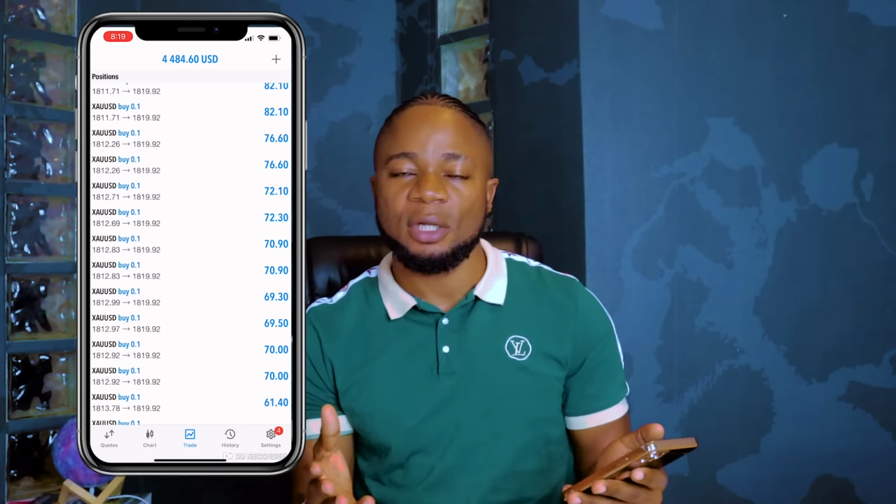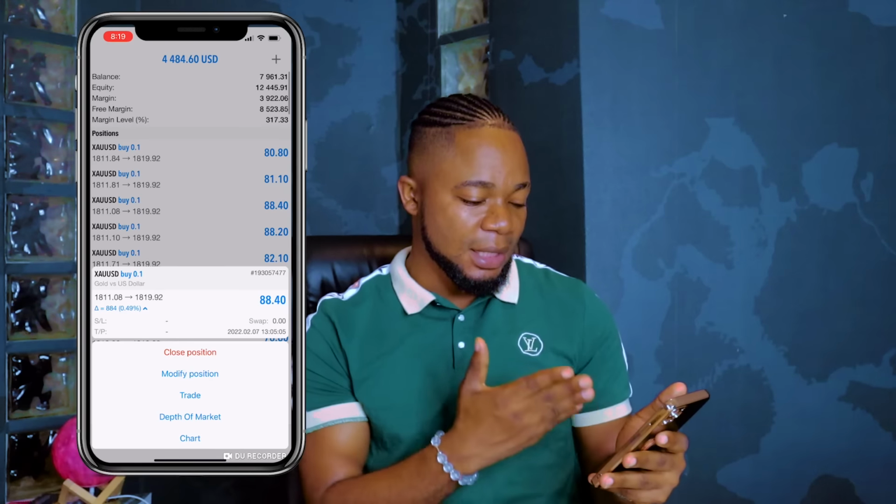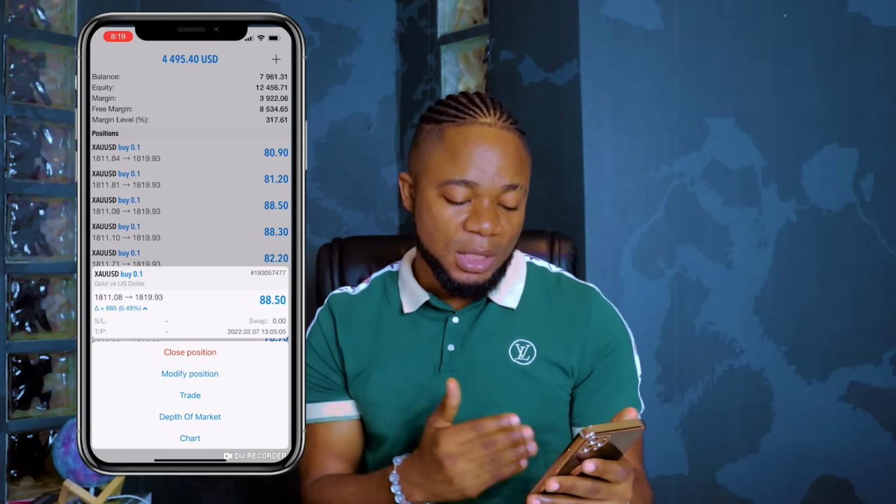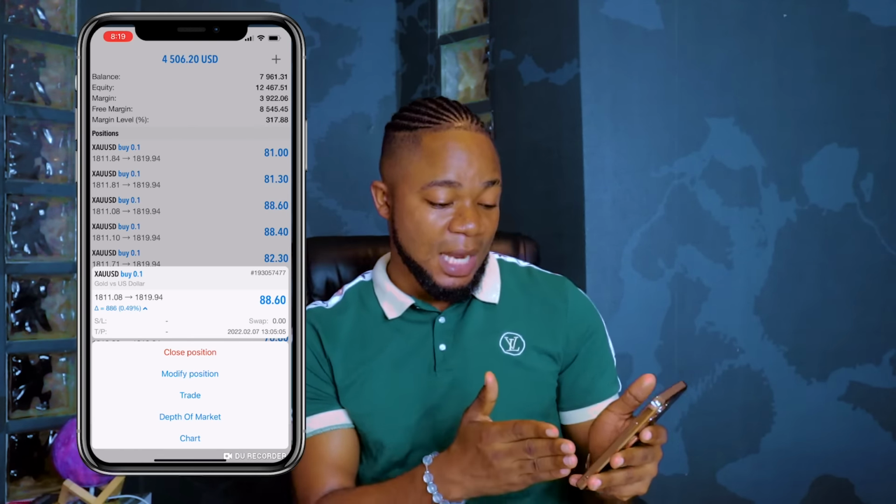All right. So you can see that is the date of today. Today is the 7th of February, 2022. And that is the time. You can see the time the trade was launched was 5 minutes past one, and the time now is 19 minutes past eight. That is almost about 5 hours, and we are already up $4,500 on a $7,000 account. Perfect. You guys have seen it.